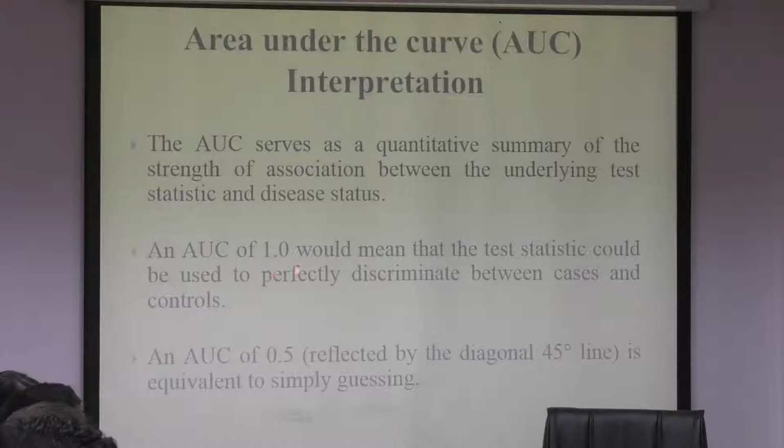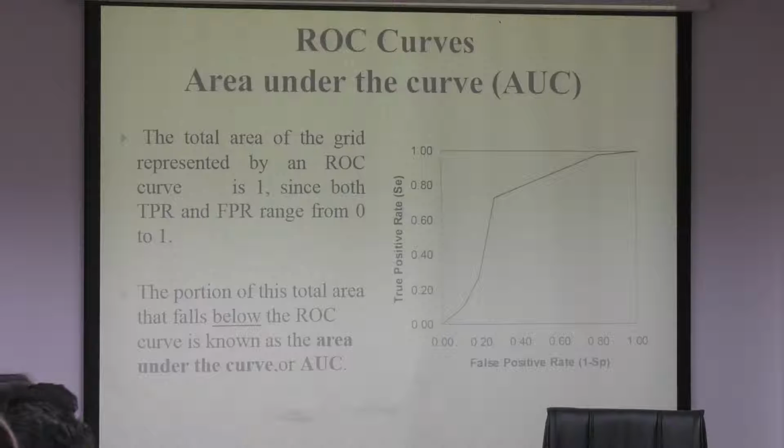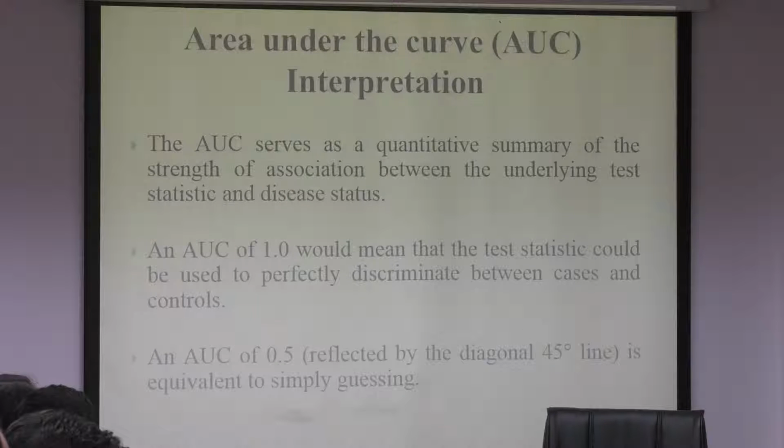An area under the curve of 1 would mean that the test statistic could be used to perfectly discriminate between cases and controls. Exactly, it will be like this, right? When would you expect something like this? When the overlap is almost non-existent. Which is not biologic. Exactly. And we never see an area under the curve of 1. Absolutely. So, an area under the curve of 0.5, what does it mean? Chance. It means the diagonal line. So I have a diagonal line and all this area is 50%, thus it is useless. The diagonal 45 degree line is equivalent to simply guessing.